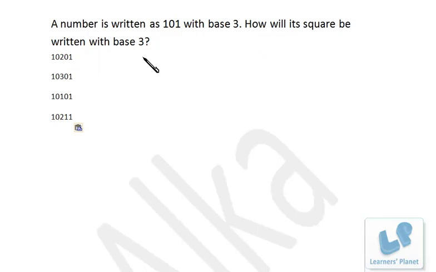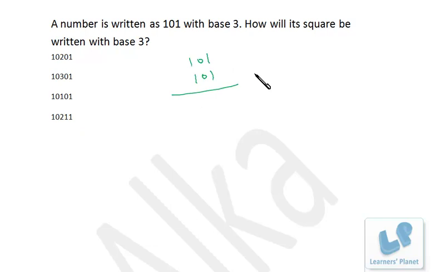Now a number is written as 101 with base 3. How will its square be written with base 3? See, how to multiply numbers which are not in base 10, I have already discussed in the basic reasoning sessions when we were discussing binary number operations, right? So you can attend the same session if you are not clear about it. Here we need to find out 101 square in base 3.